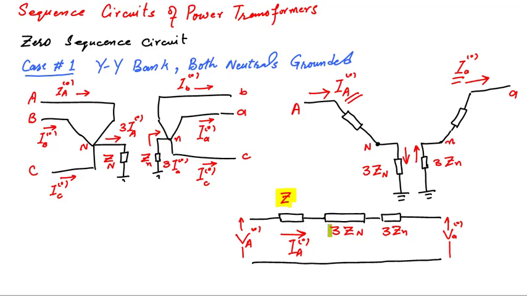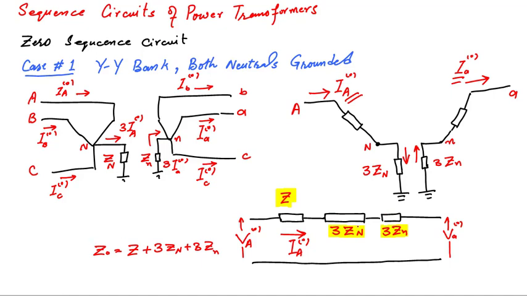Here this impedance is 3 times the grounding impedance on the high side. Here this is 3 times the grounding impedance on the low side. So the impedance in the zero sequence circuit can be written as Z0 is equal to Z, the series impedance, the leakage impedance of the transformer, plus 3Zn plus 3Z small n. So here is the Z0 of the transformer. We can replace these three impedances with a single one, Z0, and that will be the value.